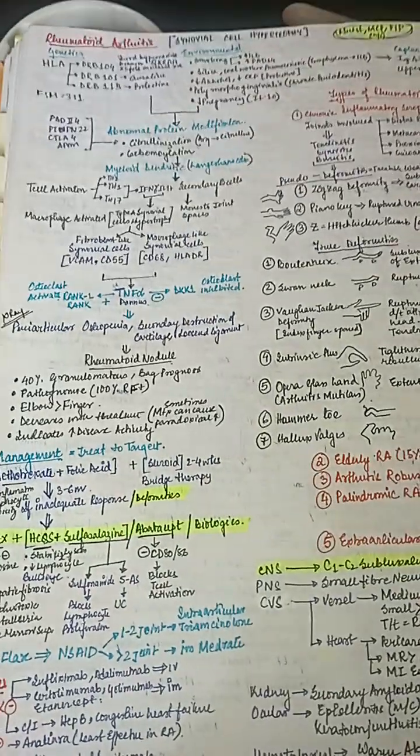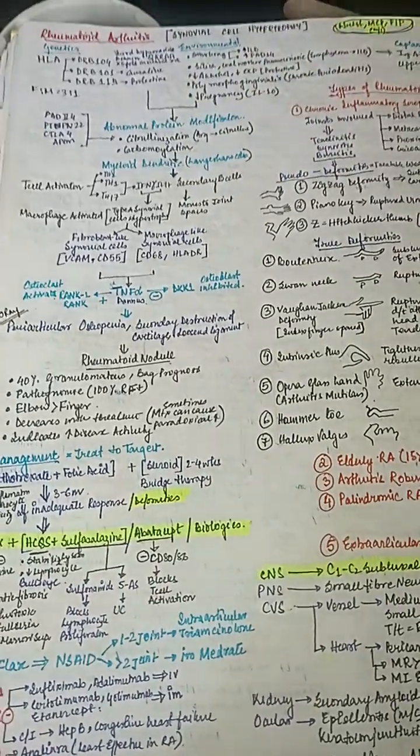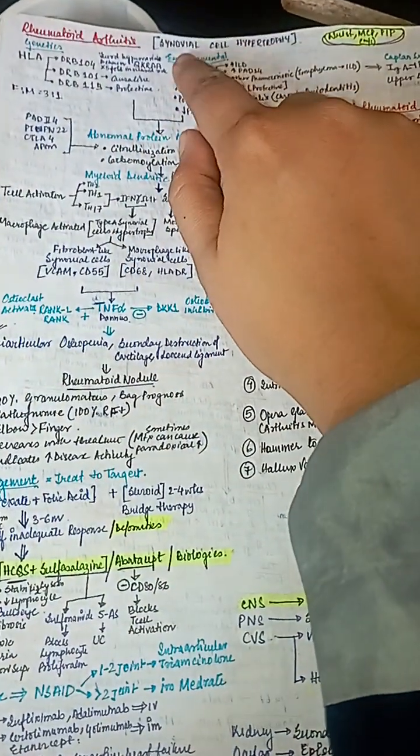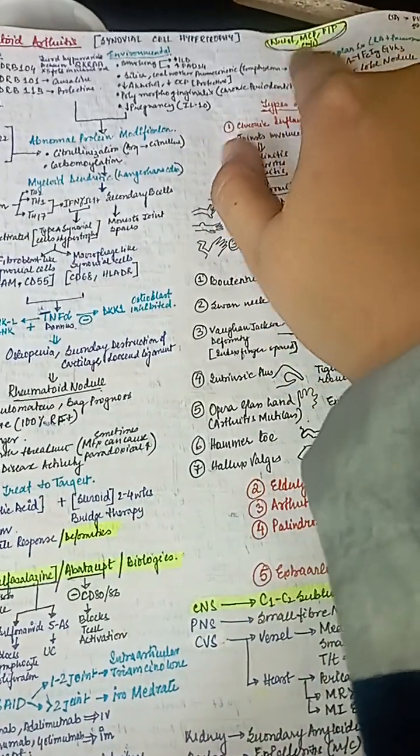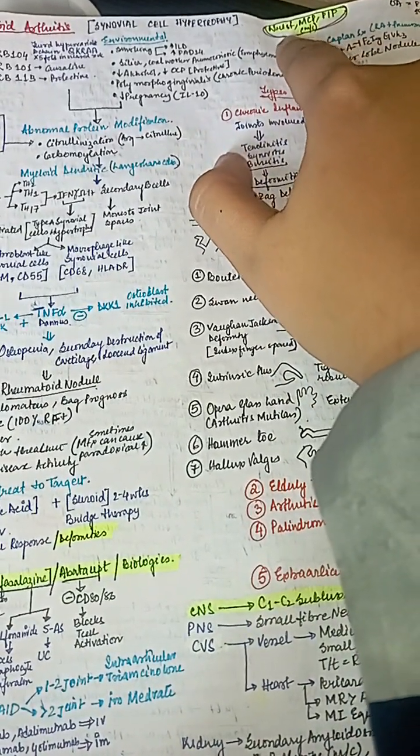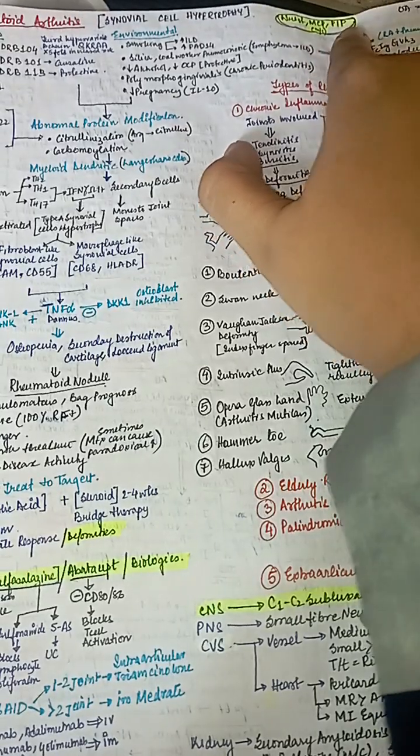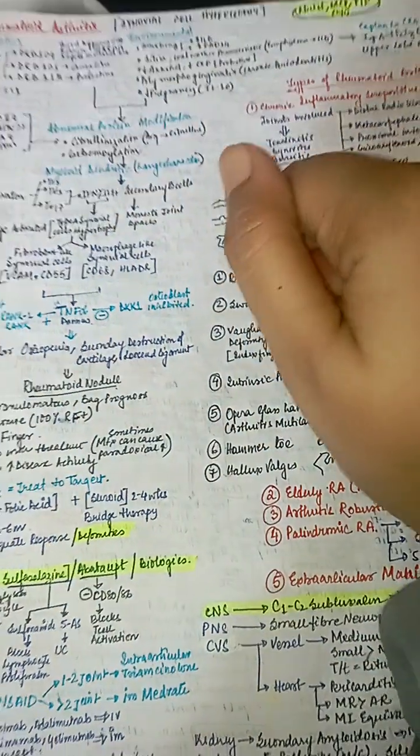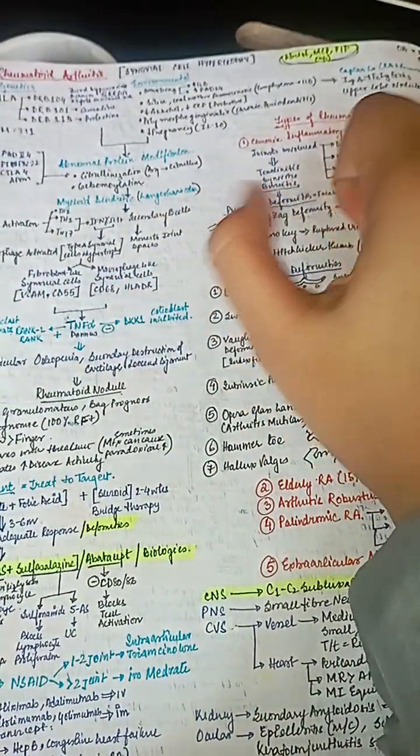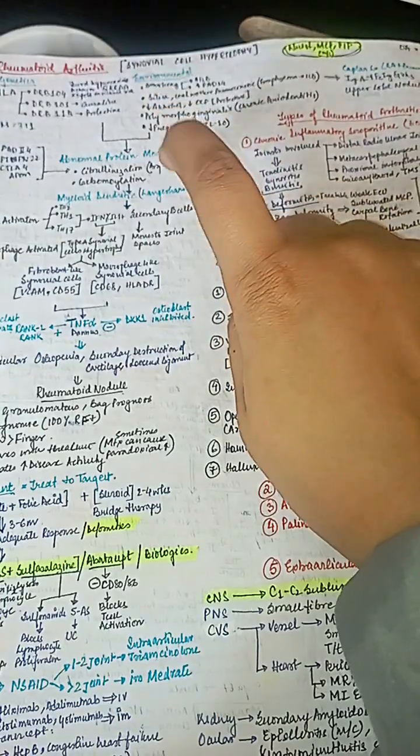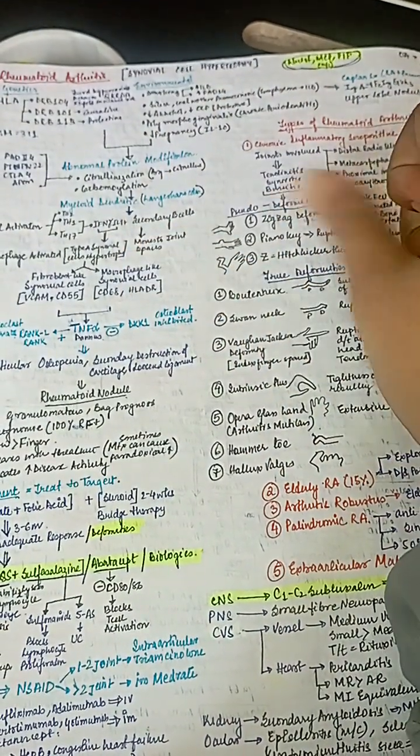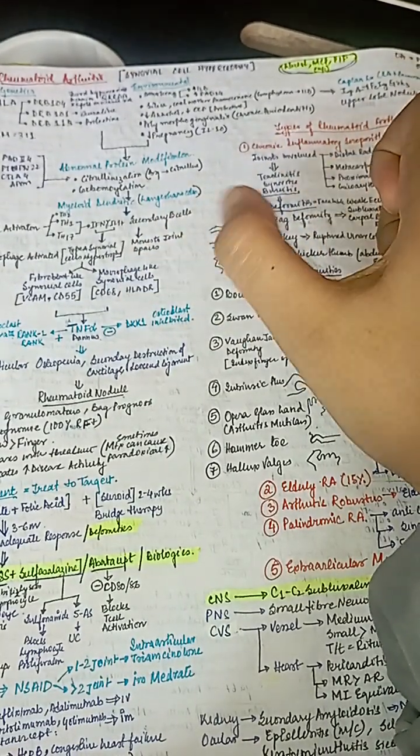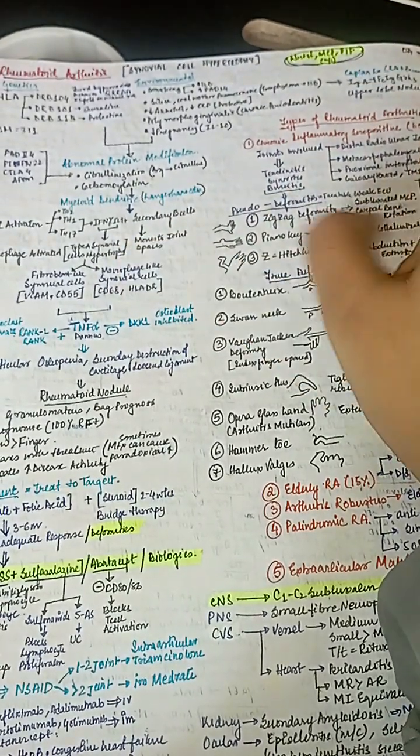So, rheumatoid arthritis. The main pathology is synovial cell hypertrophy. Which is the joint most affected? It is the wrist, MCP, and PIP. Wrist, metacarpophalangeal joints, and PIP. The most common joint involved is the metacarpophalangeal joint.